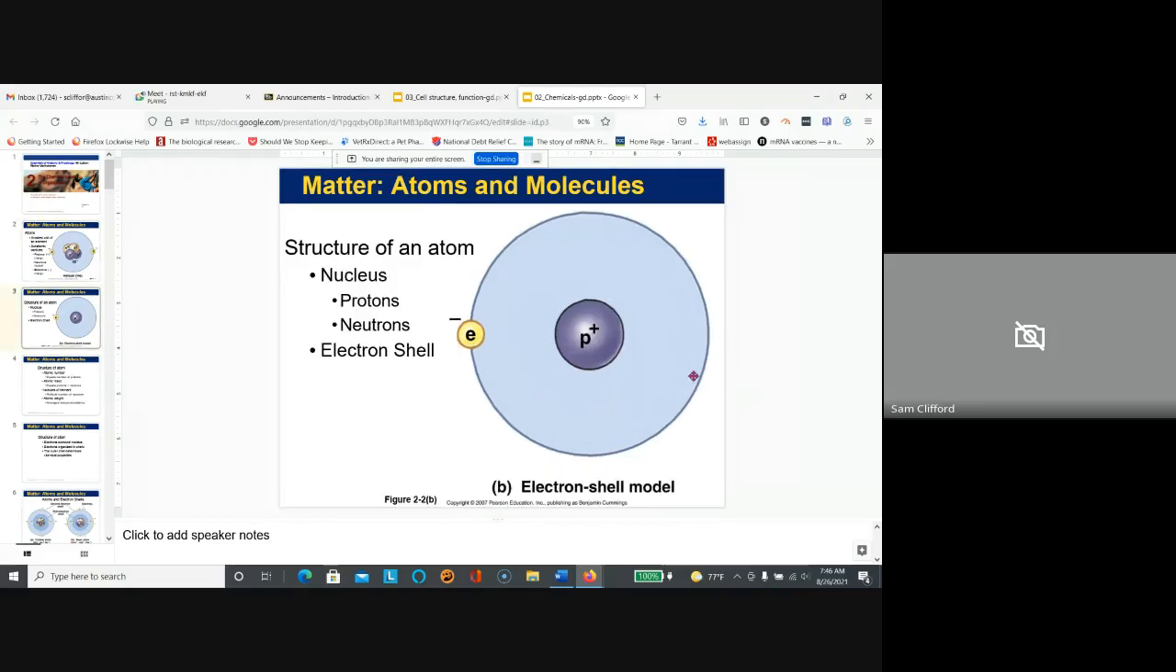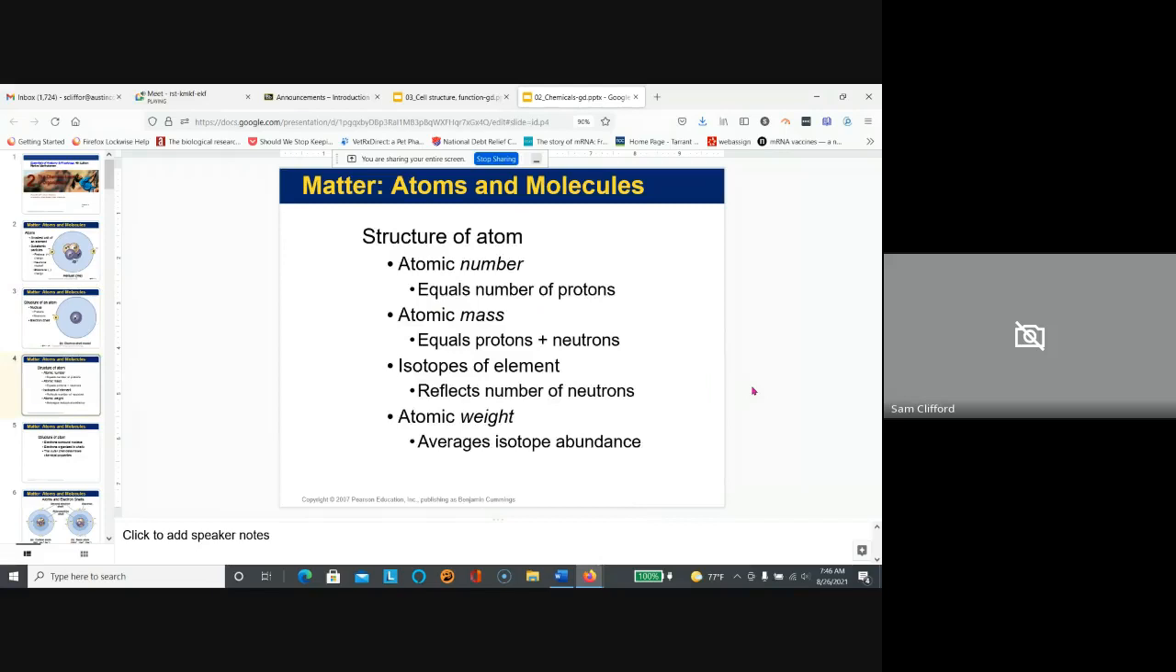So the nucleus contains protons and neutrons. The protons are positive and the electrons are negative. So if an atom has its complete collection of protons and electrons, it's neutral. You should know that atomic number equals the number of protons and electrons. The mass of protons plus neutrons gives you the atomic mass. An isotope reflects the number of neutrons.